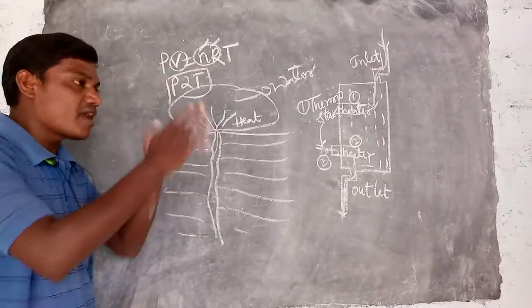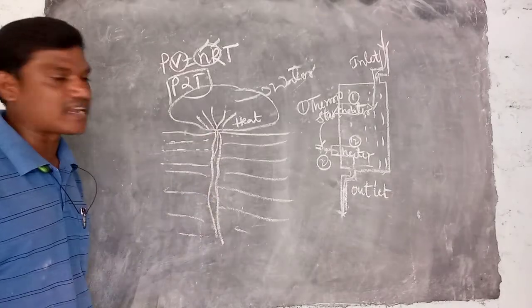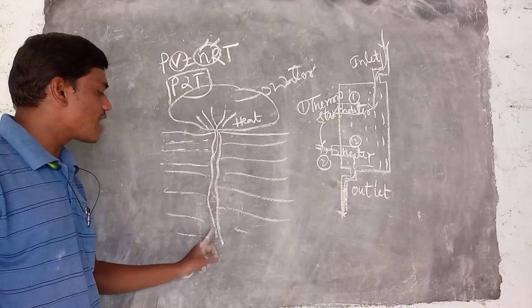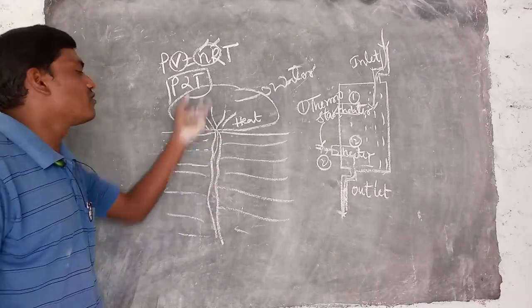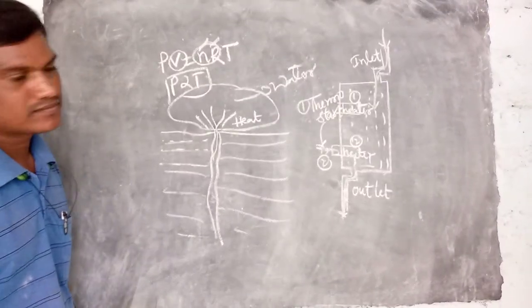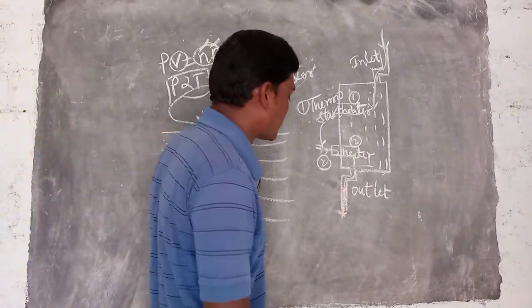In that, it will select a weaker region. In that weaker region, it applies force and makes a tiny hole. Through that hole, it will come outside. Now, in the same way here also.